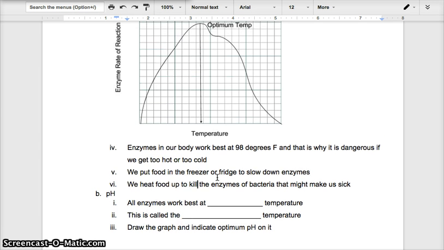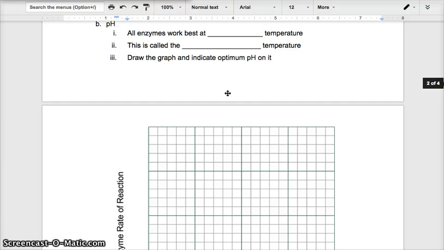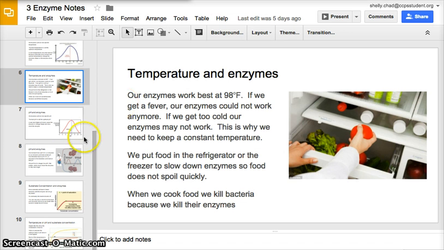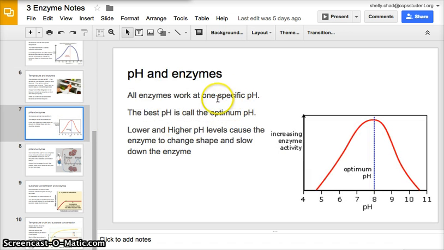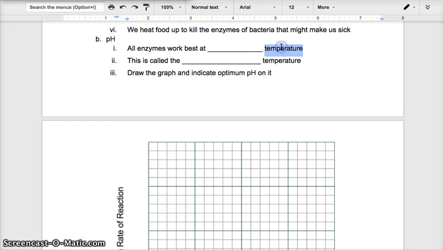All right, so that's temperature. Enzymes work best at one temperature, which in our bodies is 98 degrees, and either way, they will slow down. All right, so now pH. pH is very similar. Enzymes work at one specific pH called the optimum pH, just like temperature. So this should be pH.